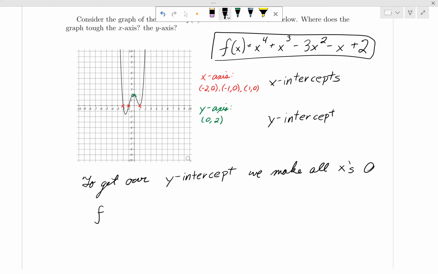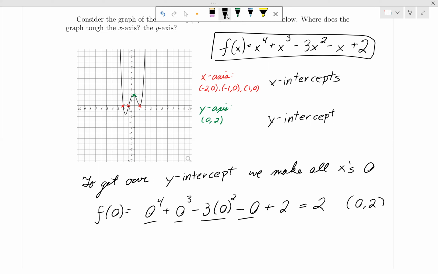So we do f of 0, and we get 0 to the fourth plus 0 cubed minus 3 times 0 squared minus 0 plus 2, which is 0 plus 0 minus 3 times 0, which is 0, minus 0 plus 2, so we just get plus 2. And that tells us that the point 0, 2 is our y-intercept. I'm going to abbreviate intercept as INT.